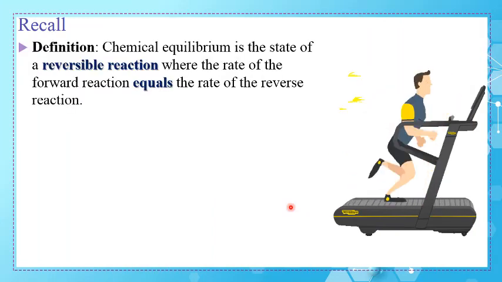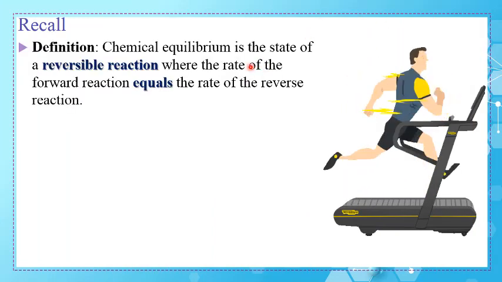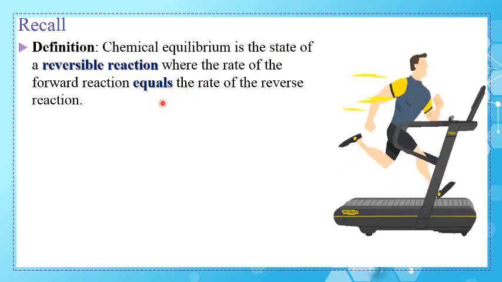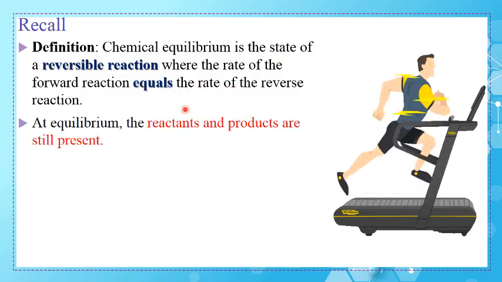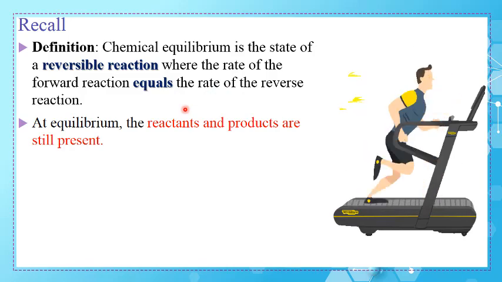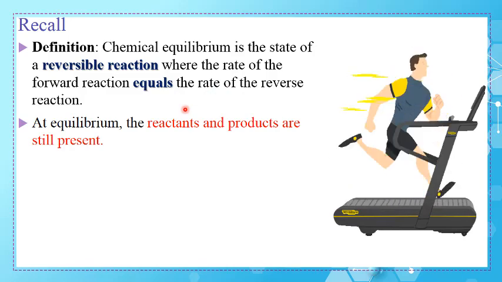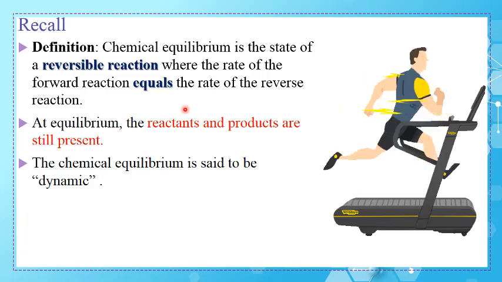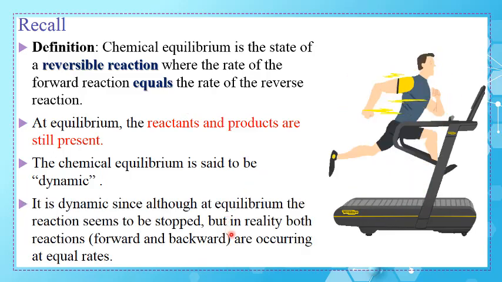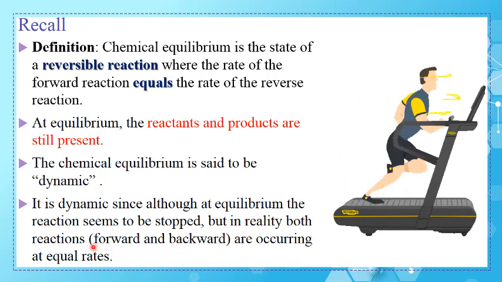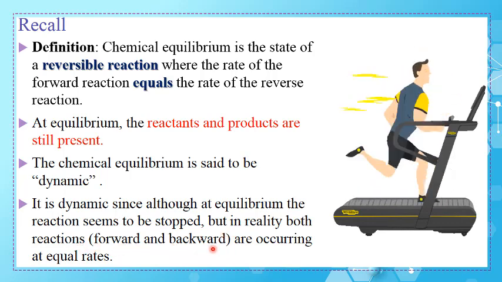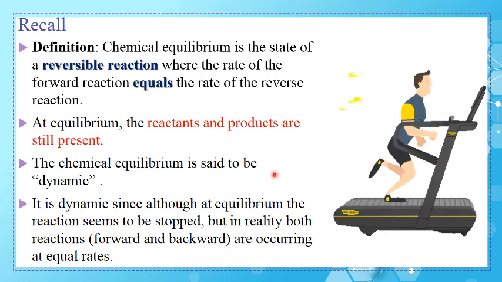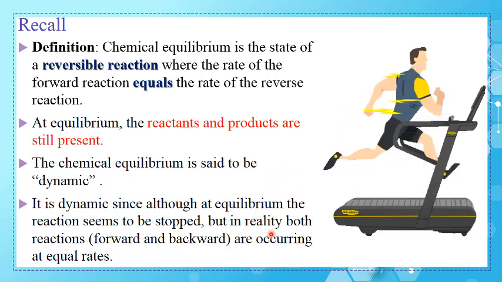Also, we defined the chemical equilibrium, that is the state of a reversible reaction where the rate of the forward reaction equals that of the reverse reaction. We said also that at equilibrium, the reactants and the products are still present, and that the chemical equilibrium is said to be dynamic. And you know why dynamic? Because both reactions, the forward and the backward, are occurring at equal rates, and this is the example we discussed last time to explain the word dynamic.